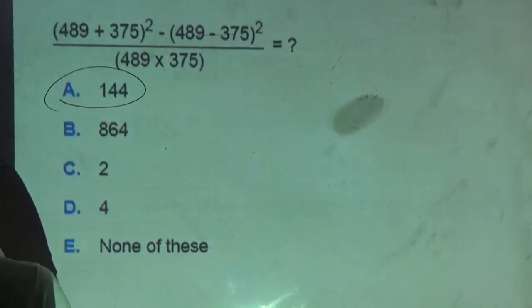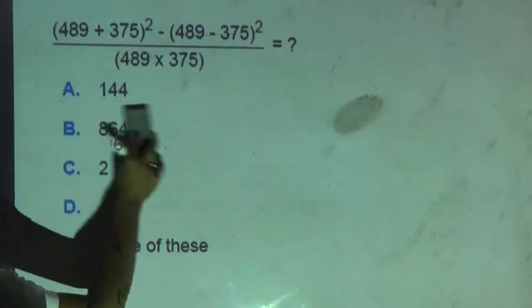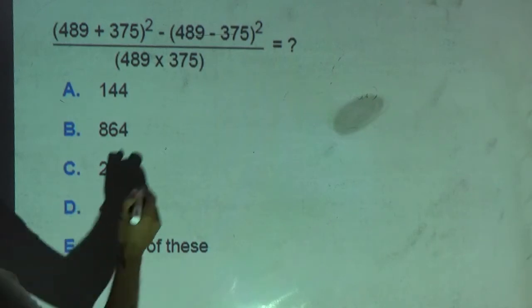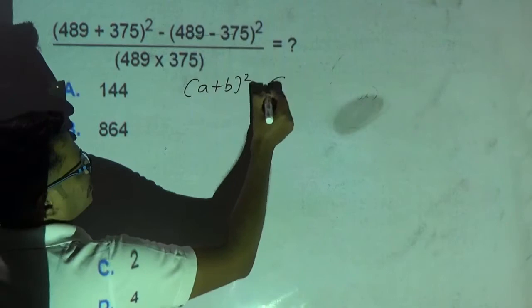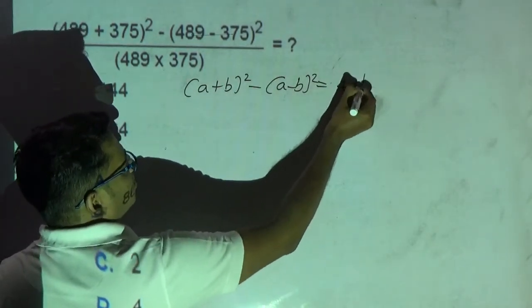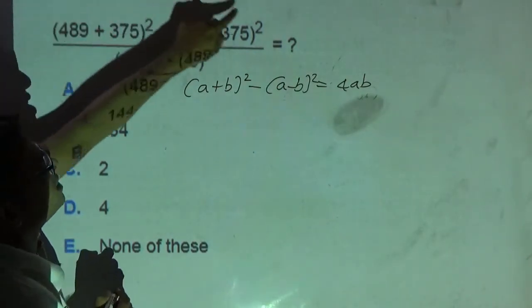Now, next question. Looking into this, I can come to know that there is some use of an identity here. This is (a plus b) whole square minus (a minus b) whole square. You can remember and write the formula: (a plus b) whole square minus (a minus b) whole square is nothing but 4ab. You write this formula. Okay. See, in the numerator, (a plus b) whole square minus (a minus b) whole square.